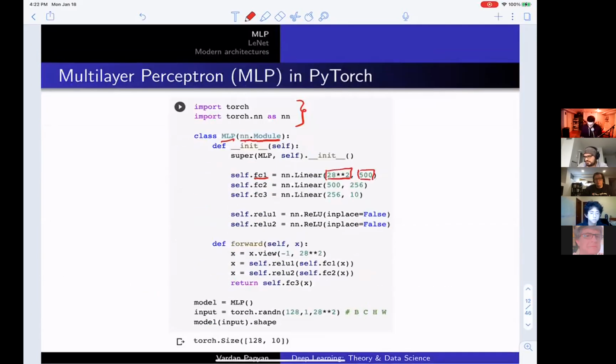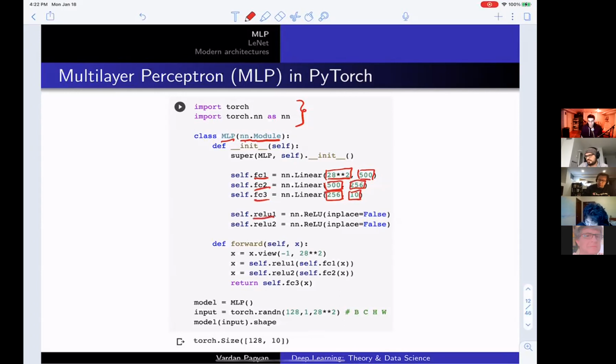The next thing we have here is a second fully connected layer that is a matrix that goes from 500 to 256. And then we have a third fully connected layer that goes from 256 to 10. Why do we do 10 in the end? Because in this specific example, it's the number of classes, exactly. Yeah, 10 classes.